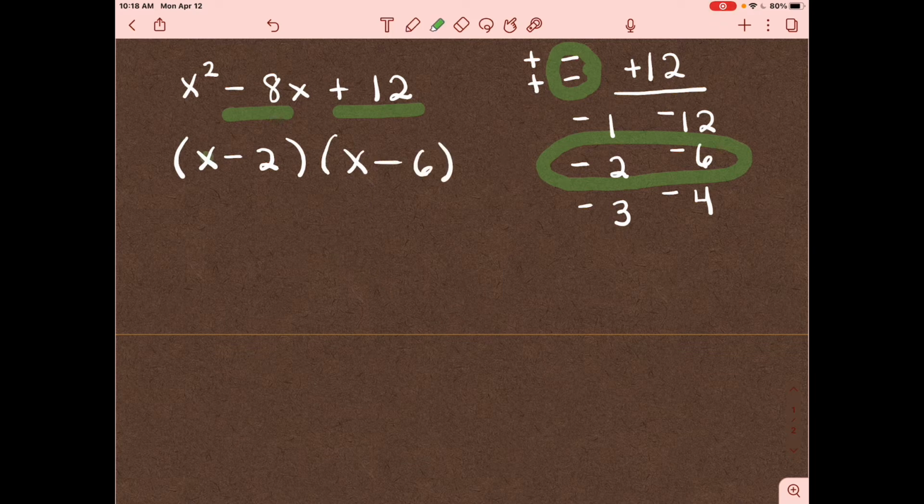Again, we can FOIL to check our answer. X times x is x squared. X times negative 6 is minus 6x.